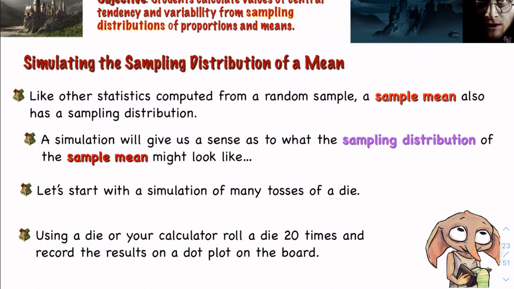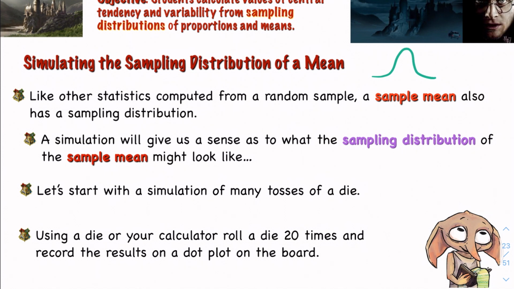Like other statistics computed from a random sample, a sample mean also has a sampling distribution. So if we collect a sample, find the mean. Take another sample, find the mean. Take another sample, find the mean. And then we put all of those means on its own distribution, we will again see this normal distribution. So a simulation will give us a sense as to what the sampling distribution of the sample mean might look like.